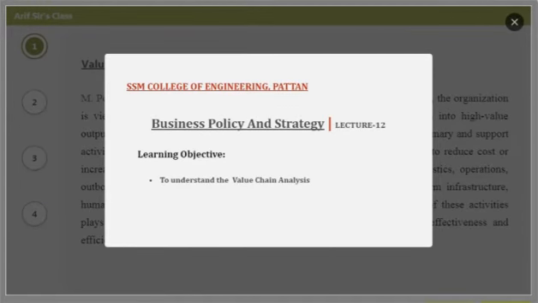In this class, we will discuss lecture 12 of Business Policy and Strategy. Our learning objective is to understand the value chain analysis.